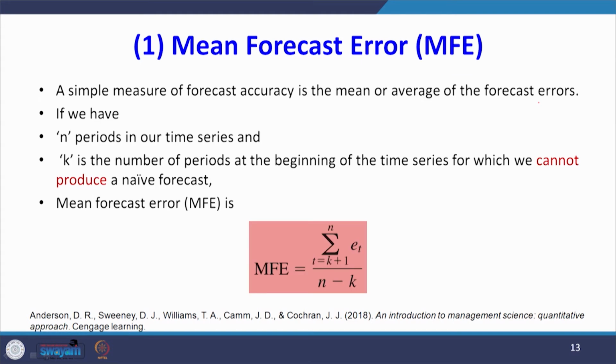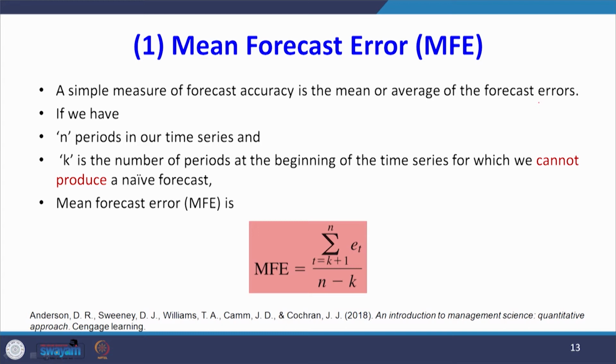Now, the first measure of forecast accuracy is the mean forecast error. A simple measure of forecast accuracy is the mean or average of the forecast errors. If we have n periods in our time series and k is the number of periods at the beginning of the time series for which we cannot produce a naive forecast, that is the k. In our problem k equals 1, because for the first data point we cannot forecast. For first week data we are not able to forecast.